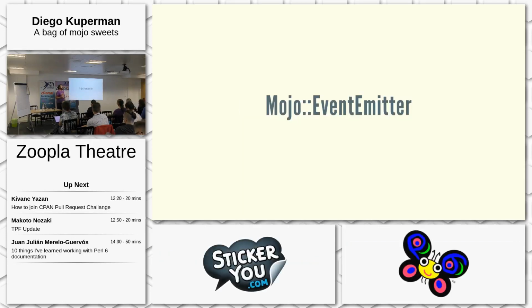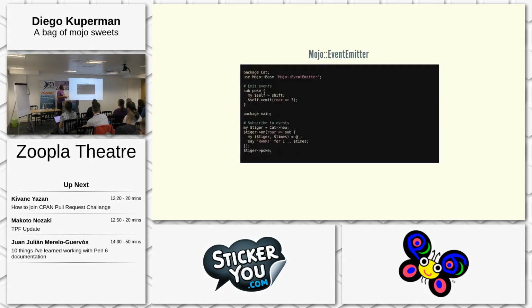Then there is Mojo event emitter. I didn't find much time to use this class, but it's used along all the modules in the Mojo namespace, and it's really useful when you write async code. It's to handle events. So what it gives you is some tools to emit events and subscribe to those events, right?